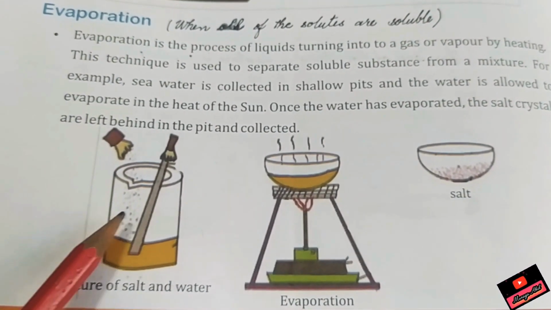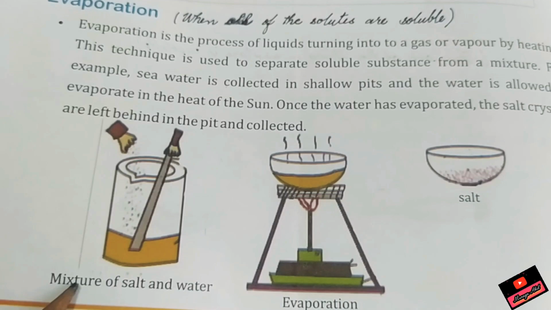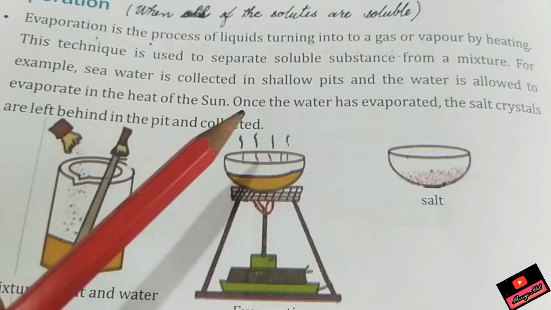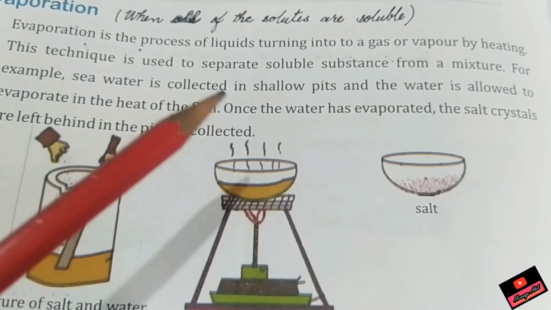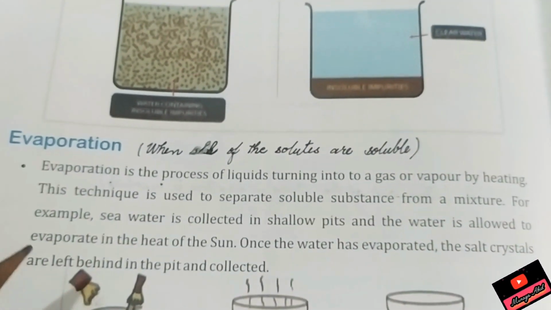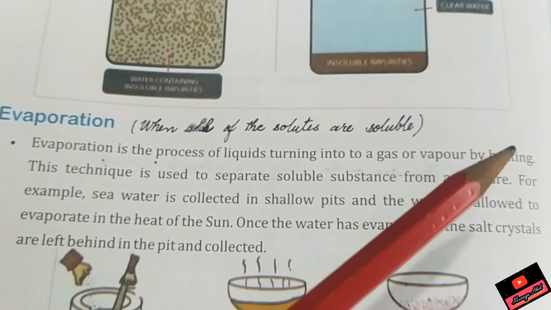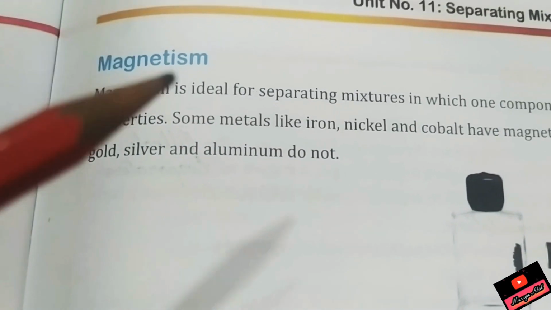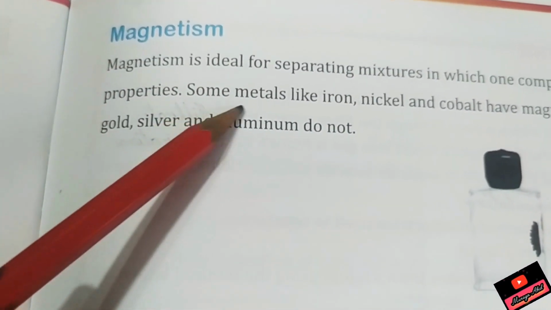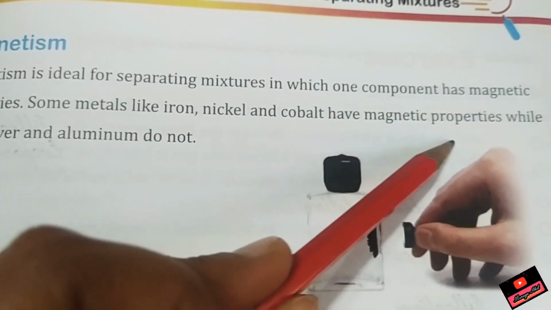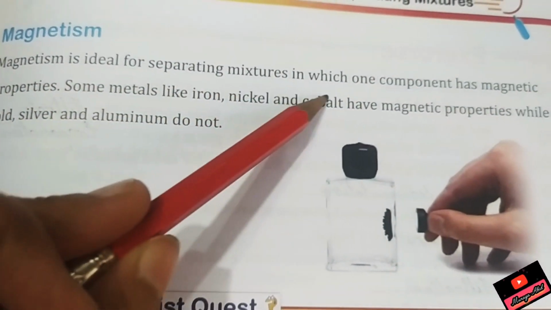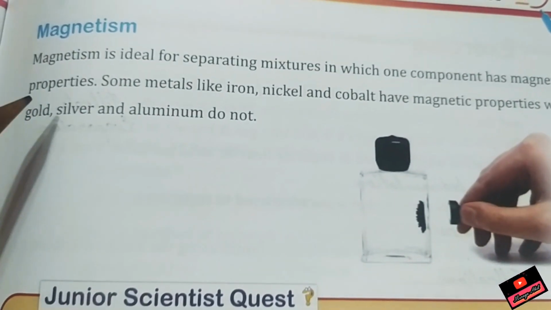Evaporation. When the solute is soluble, then you can separate the mixture with the help of evaporation. The water particles will evaporate after heating, and salt will be obtained as residue. This is happening mostly on hot days. Okay, magnetism is also another technique. This technique is used when one of the components of the mixture is iron, nickel or cobalt. We can separate them easily by using magnets.